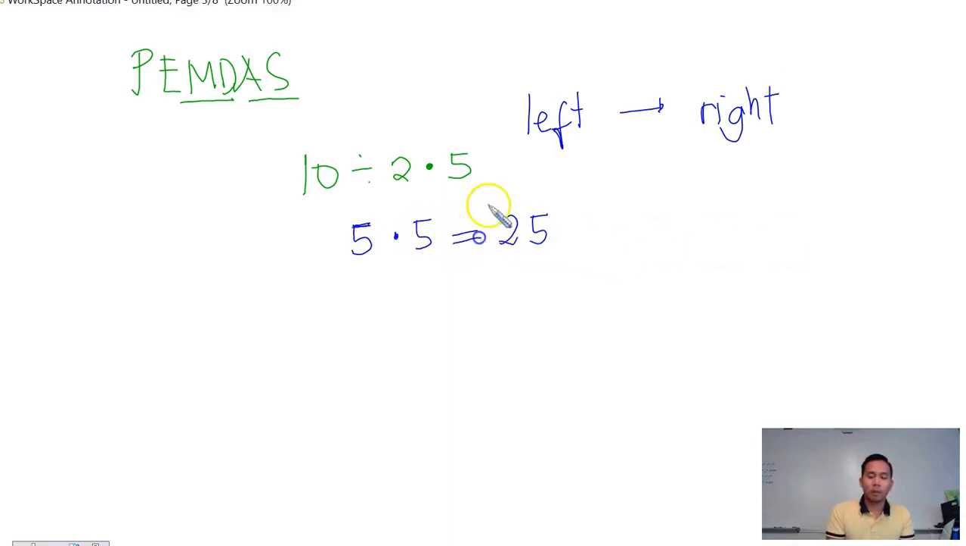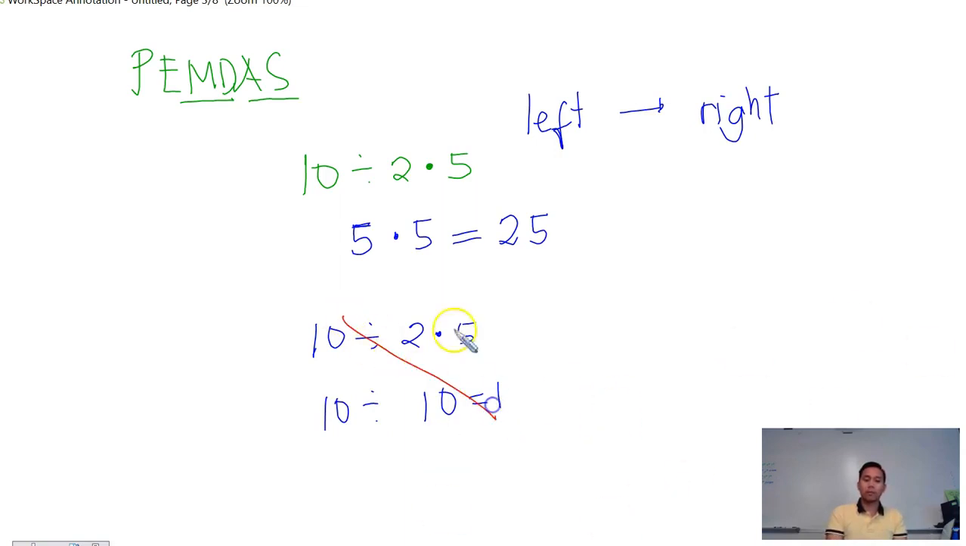Okay, this is 25. Why? Because if you are going to apply your PEMDAS and you say, hey, multiplication goes first before division. So if you multiply this, you have 10 divided by 2 times 5. You say, I have to multiply it first because PEMDAS says multiplication first. So I'll multiply 2 times 5, which will give me 10, and then 10 divided by 10 will give me 1.